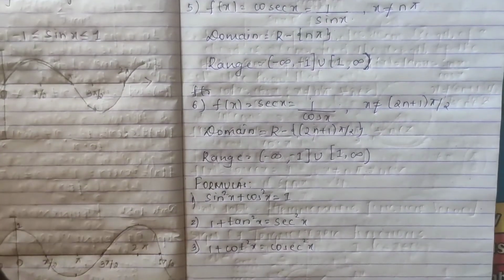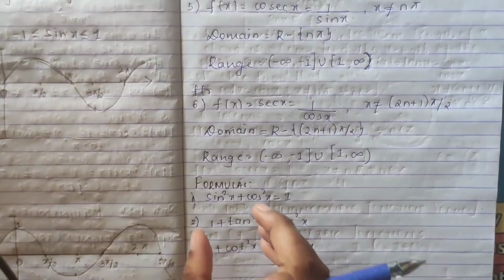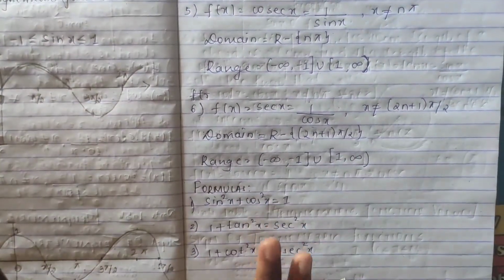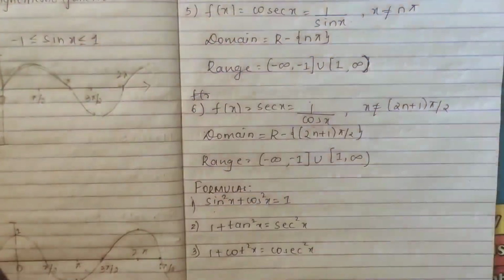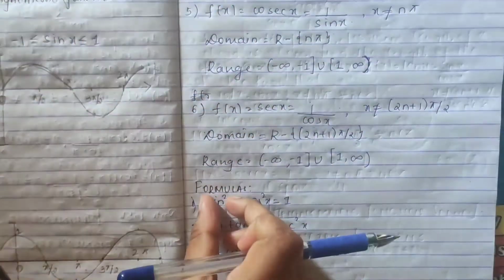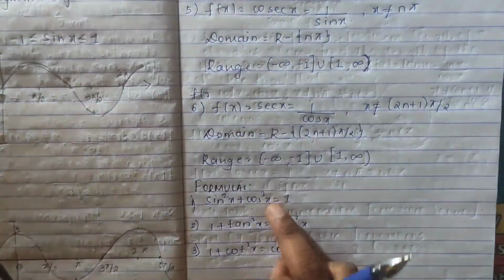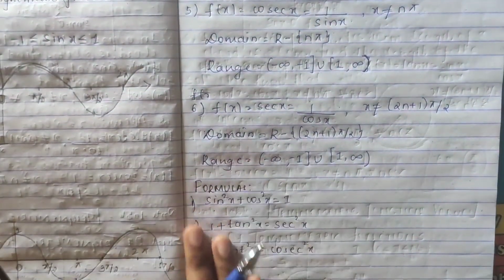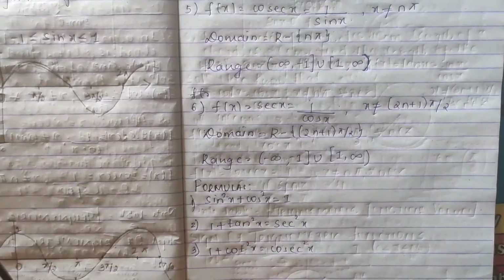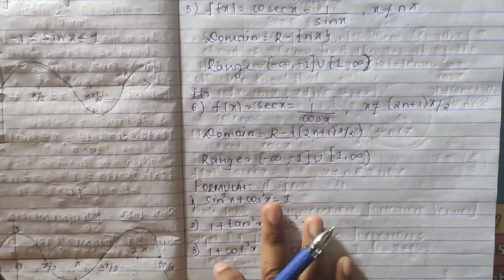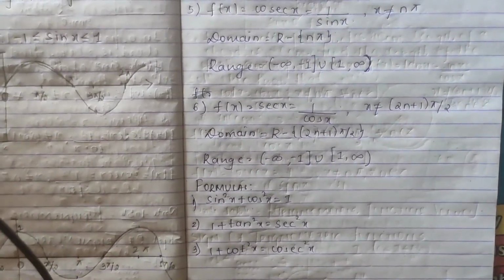Just these 3 formulas I have written because I need to use them in the problem part. This is the basic one: sin square x plus cos square x is equal to 1. In this, if we want to find sine square, we do 1 minus cos square x. Using this, 1 plus tan square x is equal to sec square x, and 1 plus cot square x is equal to cosec square x. So we can see how we can solve the problems and what all questions they'll ask.